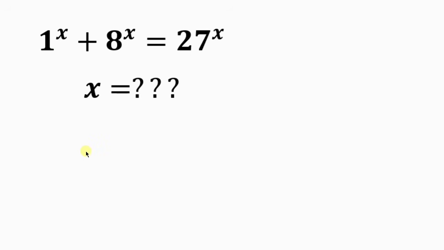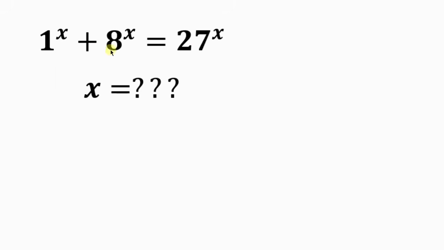I welcome you all to a beautiful mathematics question that we see on the board. The question says, look for the value of x, given that 1 to the power of x plus 8 to the power of x is equal to 27 to the power of x. This looks tricky, but we're going to be making it very simple so that we all understand.